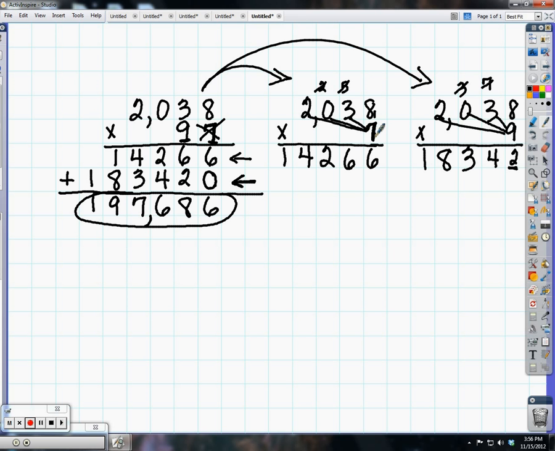So if you will take the time to just break your problem into two separate problems where you actually are only multiplying by a single digit number, I think you're going to find this process a little bit simpler, especially if you get confused by trying to do it all as one entire long problem. Okay, good luck and make sure you practice this.